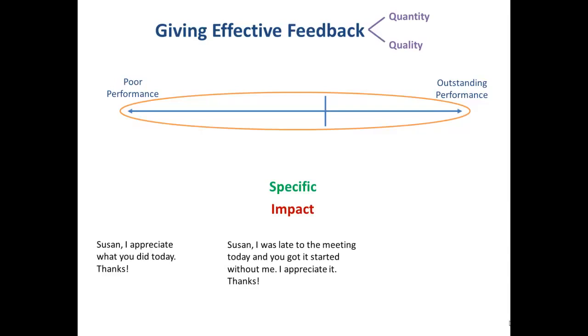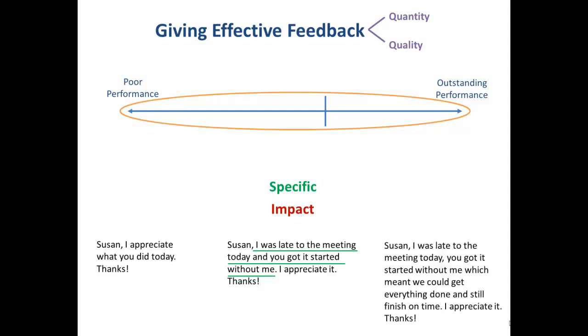So let's look at another example. So here's the second example. Susan, I was late to the meeting today and you got it started without me. I really appreciate it. Thanks. So in this case, the person who's giving the feedback did include the specific of what Susan did. So I was late to the meeting, Susan got it started without me. So Susan knows specifically what she did that I appreciate and that I'm thankful for. So that's better, but it's still not feedback, because in order for it to be feedback, it needs to have both the specific and describe the impact. So let's go ahead and look at one of those.